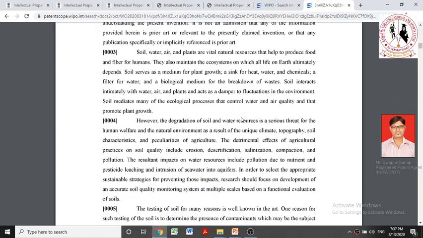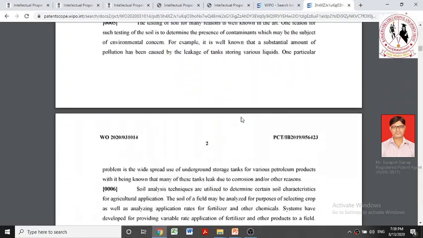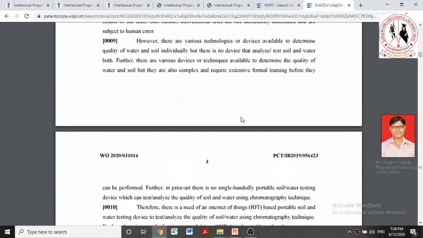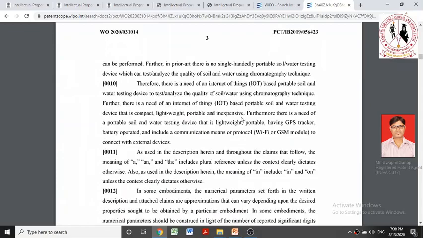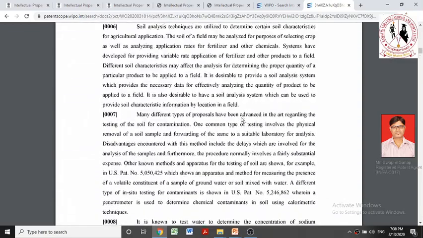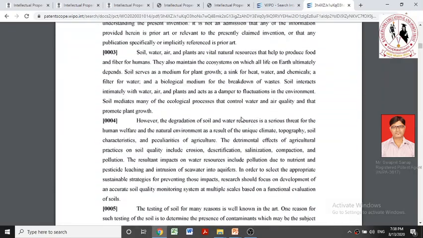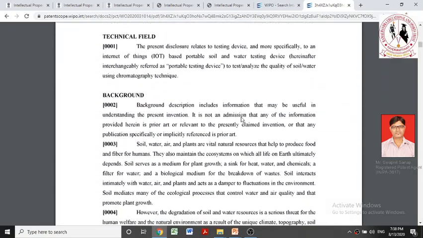Let us see the background. Paragraph number 3, 4, 5 and then till I think 10. In paragraphs 3 to 10, he has written all the details about the invention which is available in the art, what is the purpose of the invention.